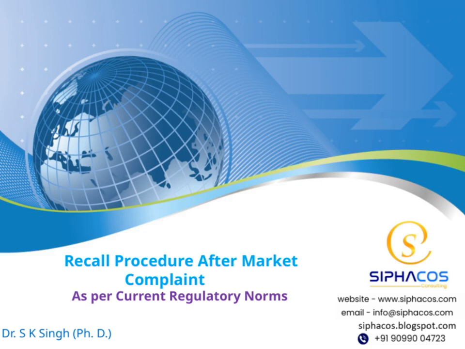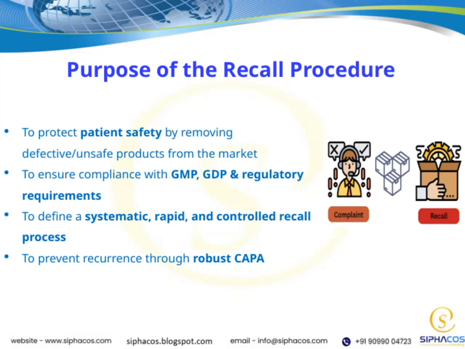Let's get started. Today, I want to talk about the main purpose of the recall procedure. First, it's all about protecting patient safety. We do this by removing any defective or unsafe products from the market as quickly as possible. Ensuring patient safety is our top priority. Next, it's crucial that we stay compliant with good manufacturing practices, or GMP, good distribution practices, GDP, and all relevant regulatory requirements. This helps us maintain high standards and avoid regulatory issues.